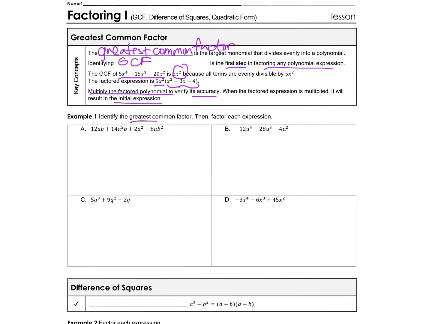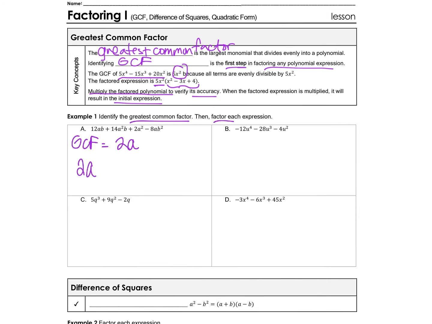It says identify the greatest common factor, and then factor it. Look at all 4 of these terms. The greatest number would be 2, but then I have to look at the variables. Notice they all have an A. The smallest A that they have in common is just a regular A. Look at the B. The first one has a B, the second one has a B, the third one does not have a B. So we cannot take out a B because they all have to have it in common. So the GCF of this would be 2A.